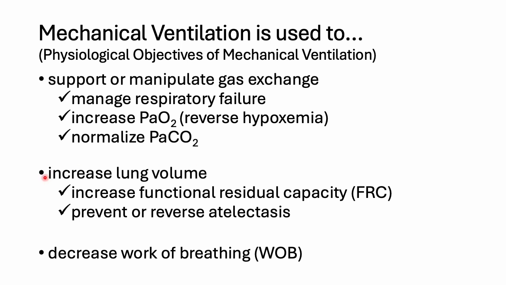Second one, increased lung volume. We've already talked about how PEEP increases FRC, and therefore the positive pressure helps to prevent and reverse atelectasis. And the last one is really to decrease work of breathing. It takes off your normal respiratory physiology's work, so that the machine helps you to breathe, and therefore you can rest. So therefore, decrease work of breathing.